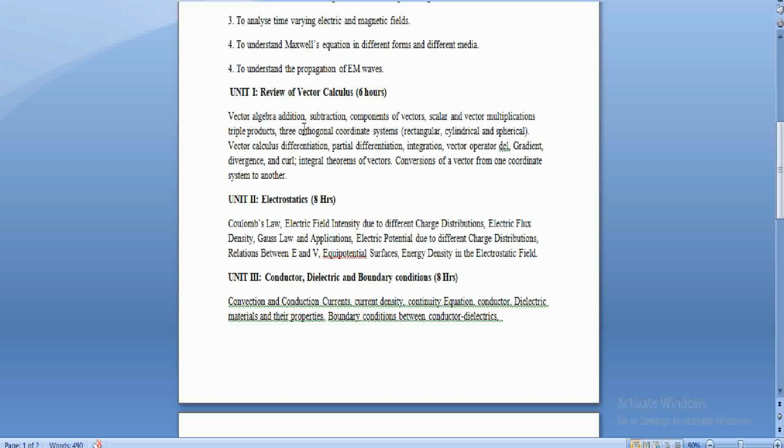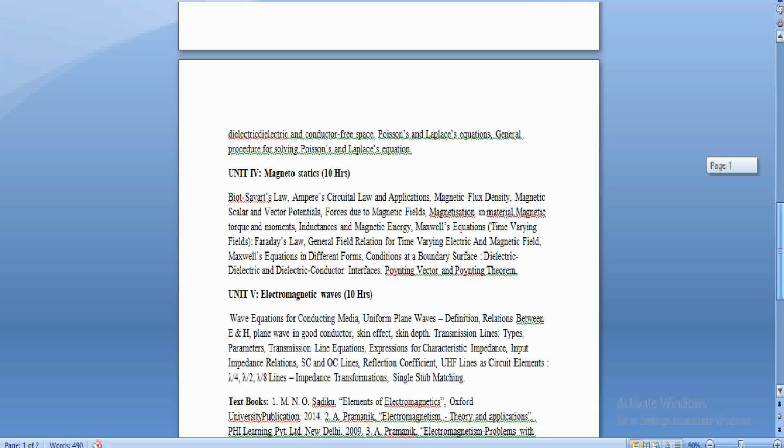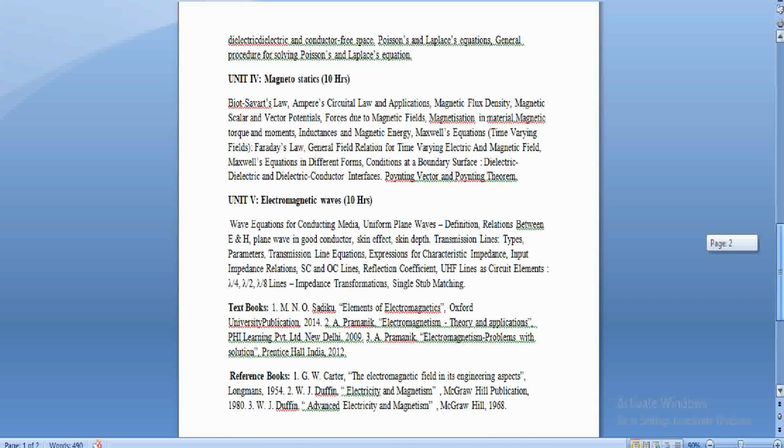The second unit deals with electrostatics. Third unit: conductor, dielectric, and boundary conditions. I have included this syllabus in the LMS. Your fourth unit includes magnetostatics, and the fifth unit is electromagnetic waves.